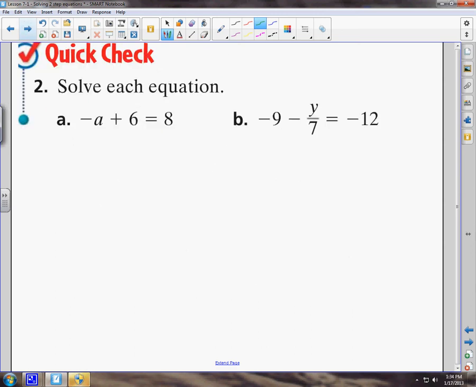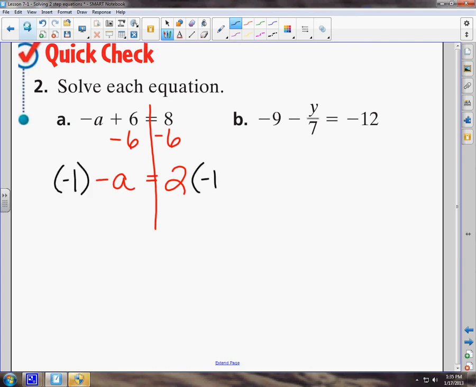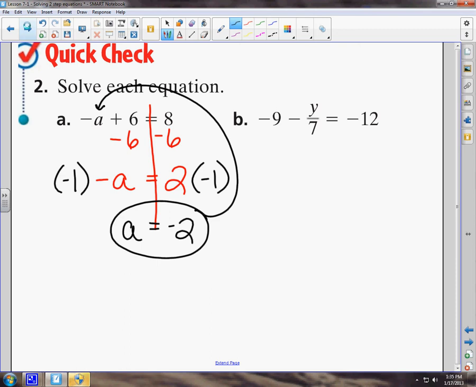All right, let's try these. First, I'm going to minus 6 from both sides. Then I get negative a equals 2. Then I'm going to multiply by negative 1, and so I get a equals negative 2. So try it: negative of negative 2 is positive 2, plus 6 equals 8. Yep, that one works.